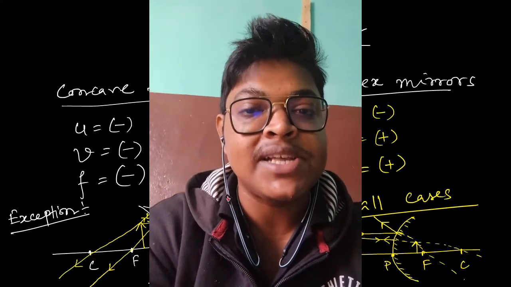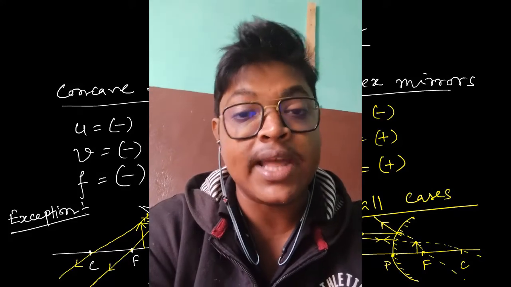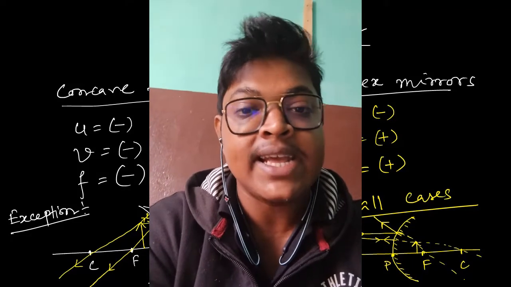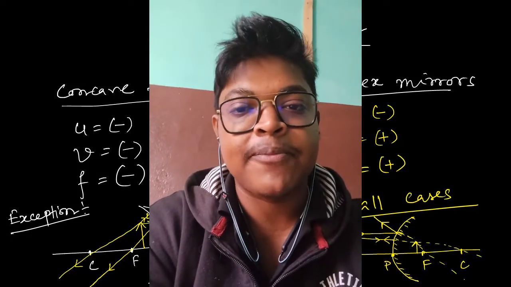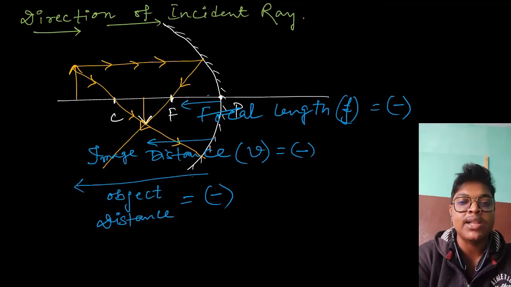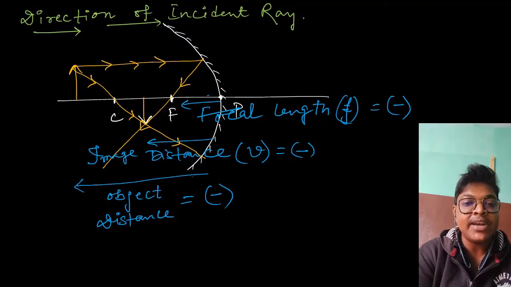Whenever the object is placed in between focus and pole, then only you are getting a virtual magnified image, right? So for that case, the sign conventions are different. Why am I saying that object distance, image distance and focal length should be negative for the case of concave mirror? Because every distance should be measured from the pole. Whenever you are measuring the distance of the object from the pole, you have to move towards left. So you are going in the opposite direction of the incident ray. That's why the distance is considered negative.